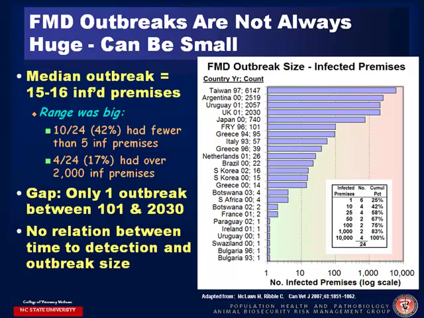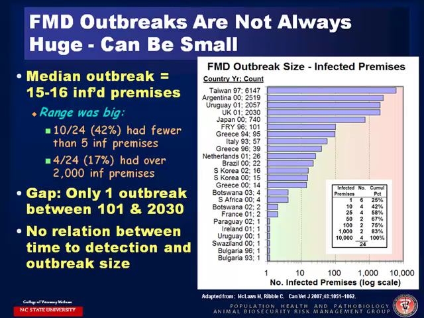Work out of Canada in 2007 followed 24 outbreaks for which they felt there was sufficient data, both at the international and the national level, to really try and figure out what happened to them. And they showed that the median outbreak was 15 to 16 infected premises. 15 to 16. Okay? That wouldn't be too bad.